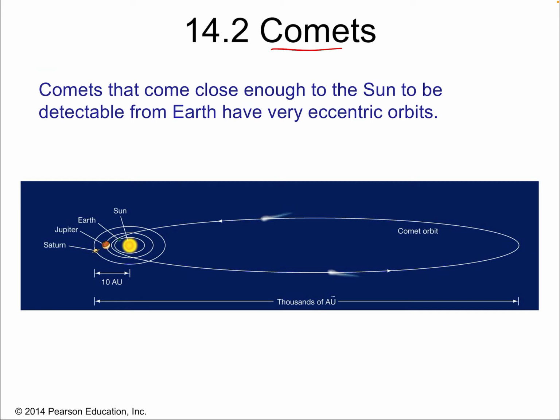Okay, so now on to comets. Comets that come close enough to the sun to be detectable from Earth have very eccentric orbits. Very eccentric orbits. There are some comets that never come close enough to be detected. They stay in the outer solar system. They might have less eccentric orbits in that case, right? And just the sheer scale of their eccentric orbit puts the eccentric orbit of asteroids to shame, because we can have a major axis that's thousands of astronomical units, right? It's so much bigger than the orbits of even the distant gas giants like Saturn and Jupiter. And even if we were to include Neptune and Uranus, the comet would still go well outside of their orbits.